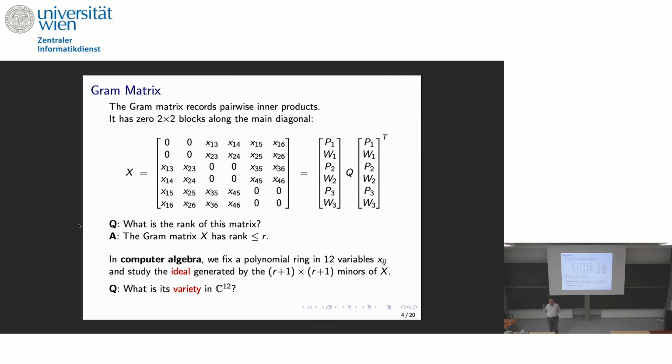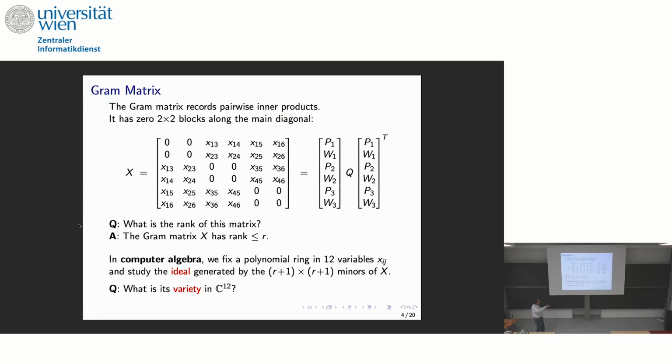So now let's do the same experiment that I proposed yesterday. Let's take this variety. This variety just walked into the door. So let's study this variety. Right? So in computer algebra, we would now set this up. We would fix a polynomial ring in 12 variables, xij, these 12 things. And we would look at the condition that the rank of this matrix is at most R.